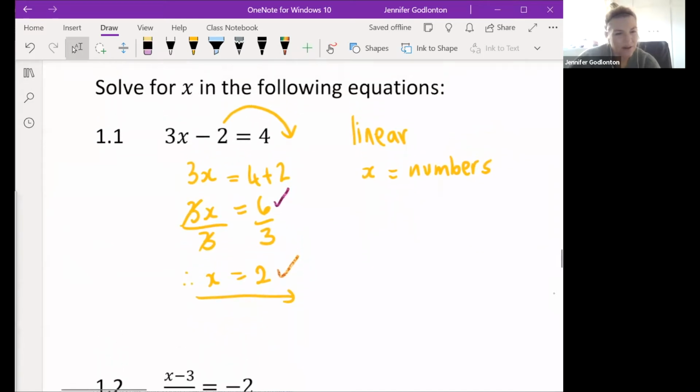Will the coefficient not ever divide? Yeah, so definitely sometimes it won't, and then your answer will be a fraction, and that's okay. So don't be scared if your answer is a fraction.